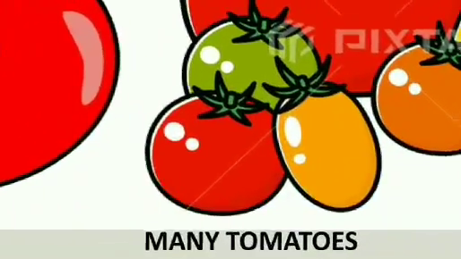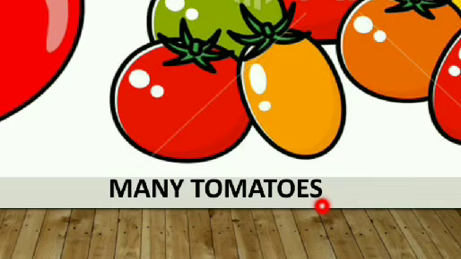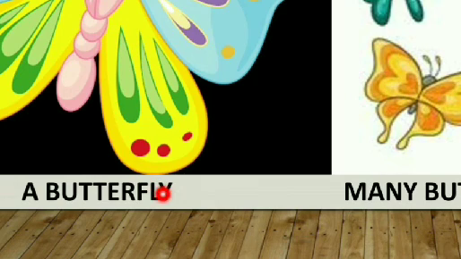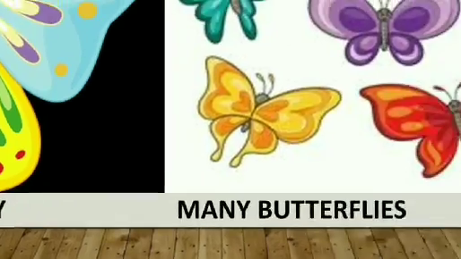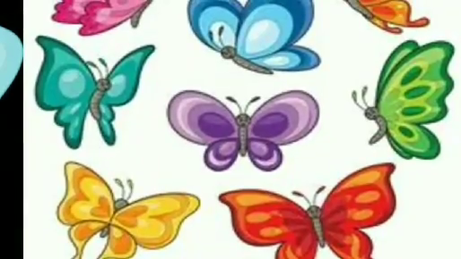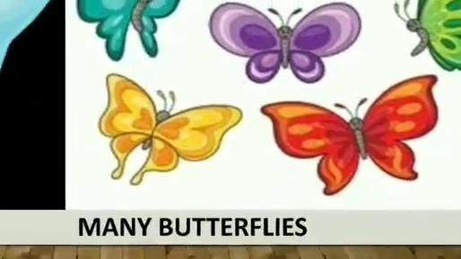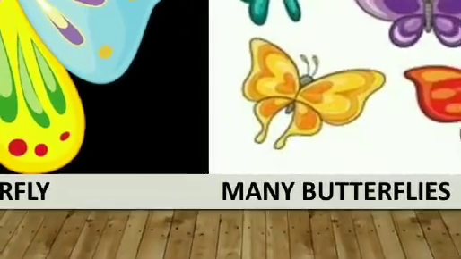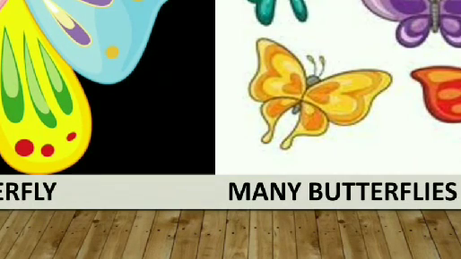T-O-M-A-T-O-E-S, we have added ES here: tomatoes. Another one, butterfly. The last letter you see is Y. When we have many in number and say it in plural, it changes to IES. The letter Y is taken out and we add IES: butterflies.